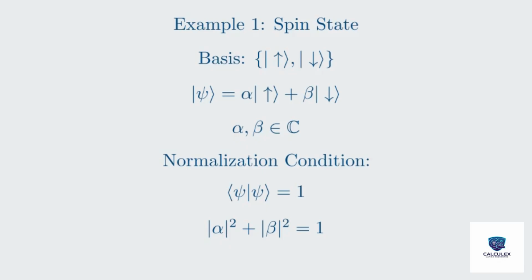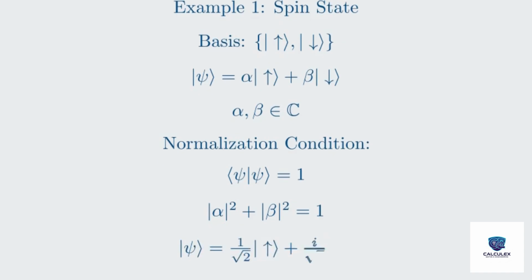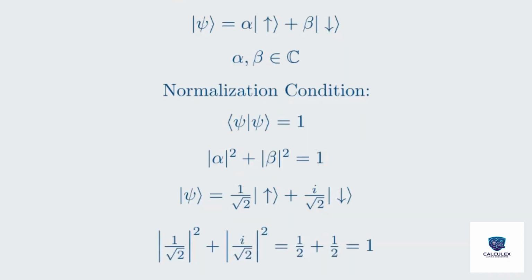So, for example, a valid state could be 1 over the square root of 2 times |↑⟩ plus i over the square root of 2 times |↓⟩. If you square the magnitudes of the coefficients, you get 1/2 plus 1/2, which is 1. This is a vector representing a superposition of spin-up and spin-down. Again, this isn't magic. It's a fundamental consequence of using vectors to describe physical reality.